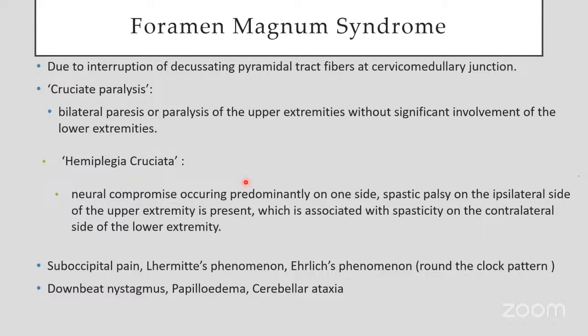of the lower extremity. Along with that, there might be Ehrlich's phenomenon, that is the round-the-clock pattern of weakness. The weakness might affect the left lower limb first, after that left upper limb, followed by right upper limb and right lower limb. A round-the-clock pattern may be present. Along with that, there might be downbeat nystagmus, papilledema, and cerebellar ataxia.